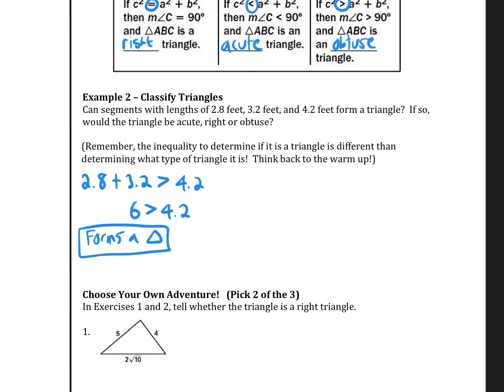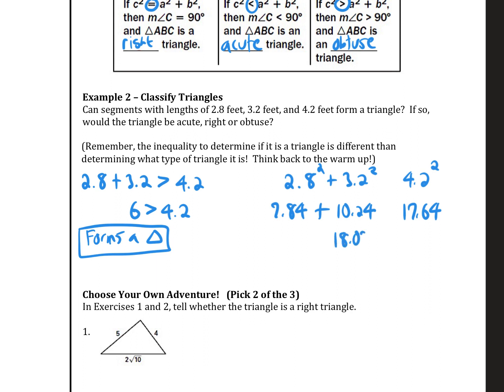It forms a triangle. The next thing we're going to do is use the Pythagorean theorem, but we're going to kind of see what result we get. You'll see what I mean in a second here, okay? So we're going to do a squared plus b squared equals c squared. So 2.8 squared plus 3.2 squared. I'm going to leave a blank here. I'm going to put 4.2 squared, okay? We're not sure if it's equal, less than, or greater than yet. We're going to figure that out, okay? So 2.8 squared is 7.84 plus 3.2 squared is 10.24. And then 4.2 squared is 17.64. Now if we add these together, we're going to get 18.08, which is actually larger than 17.64.